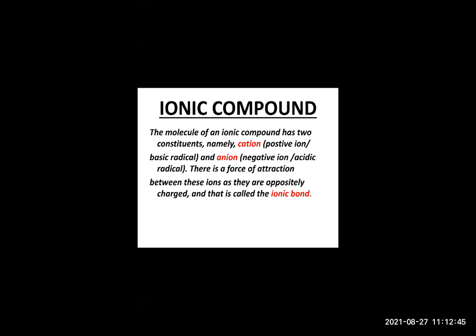So let us see once again how sodium and chlorine atoms form the Na+ and Cl- ions. Let us see how this salt is formed. On the screen you can see the words marked in red: cation and anion. The molecule of an ionic compound has two constituents, cation and anion, and they are attracted towards each other. There is a force of attraction between them to form the ionic bond.